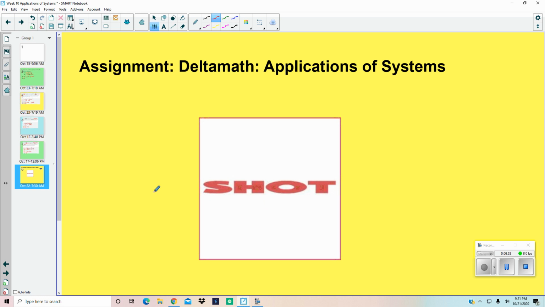All right, so in Delta Math, you're going to go to the applications of systems, and hopefully it's not this puzzle, meaning you get them correct because it's a long shot. Reach out if you have questions, folks.